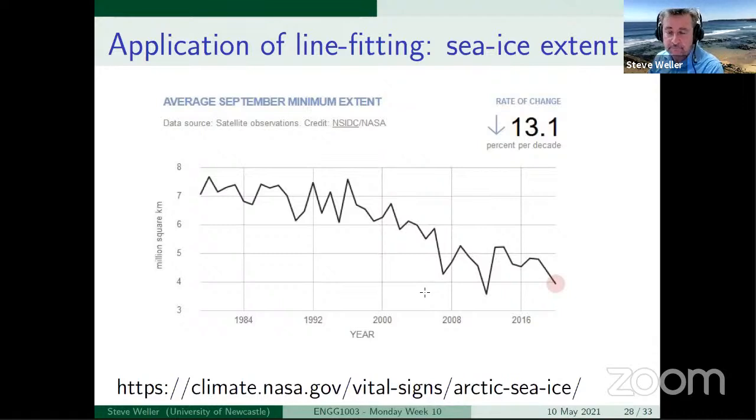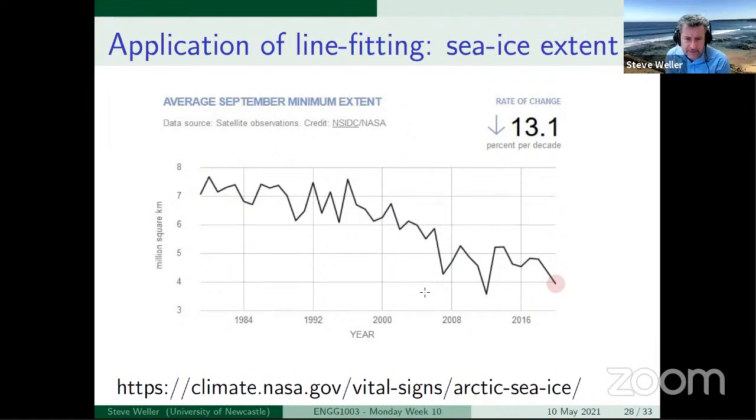What you see here is NASA data, which captures the sea ice extent in the month of September, the average sea ice extent in the month of September, since the year 1979, when these satellite missions commenced. And the data extends up until the year 2020.